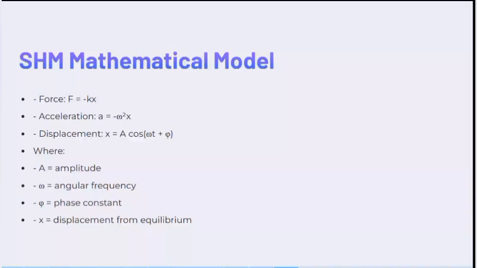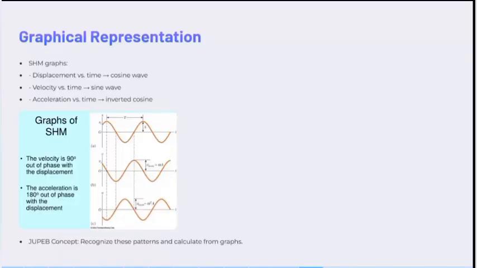So this ω in simple harmonic motion is not the same ω as in circular motion. In circular motion, it is called angular velocity, but in this case, it is called angular frequency. Now let's move on to the different graphs that try to express a typical simple harmonic motion.